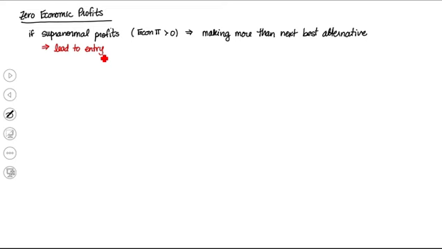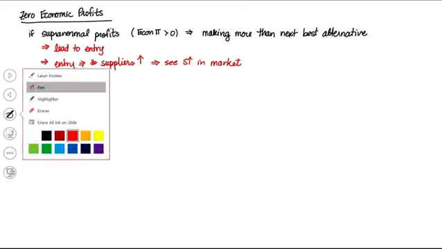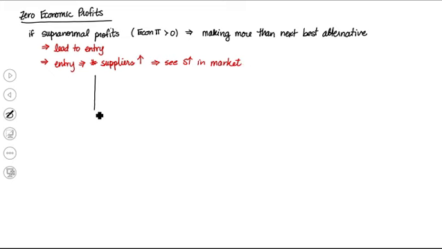But remember what we've learned about entry. Entry means that the number of suppliers has gone up. And we know that if we have entry and the number of suppliers goes up, then we're going to see a supply increase in the market. Right? And at this point, we all understand how to draw this. So we have entry, the number of suppliers is going to go up, which means we're going to see a supply increase in the market.